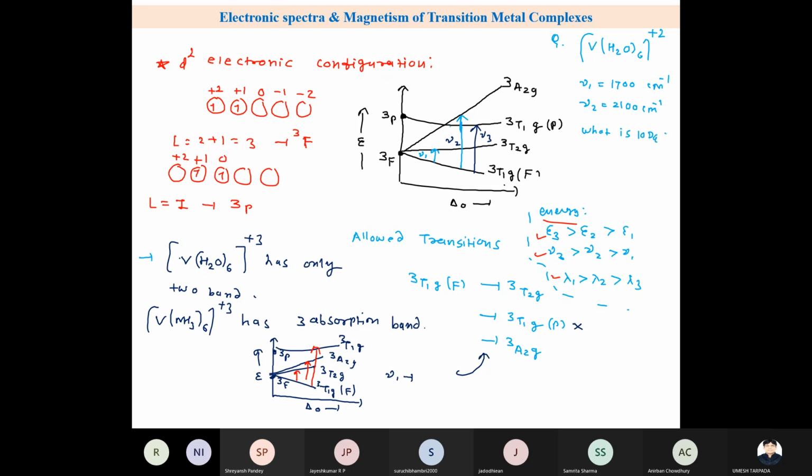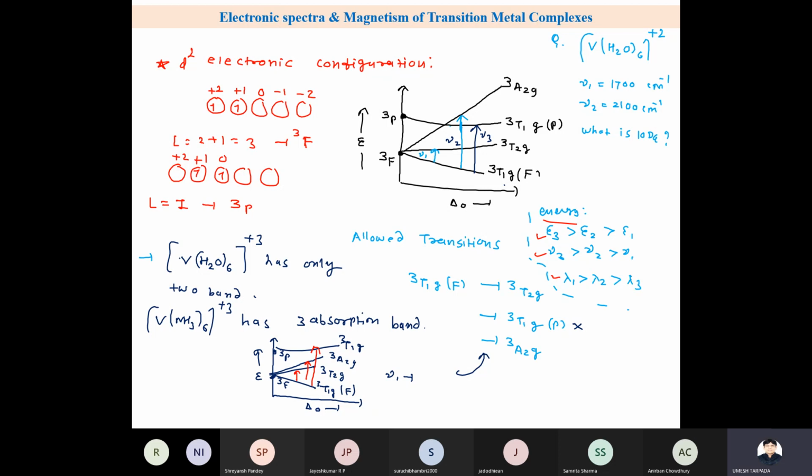कैसे कैलकुलेट करेंगे? So nu2 minus nu1. It's nu2 minus nu1. तो कितना आएगा? 400. It's 400. Okay, simply इन दोनों में से आप इसको सब्सट्रैक्ट कर दो. So it is 400.